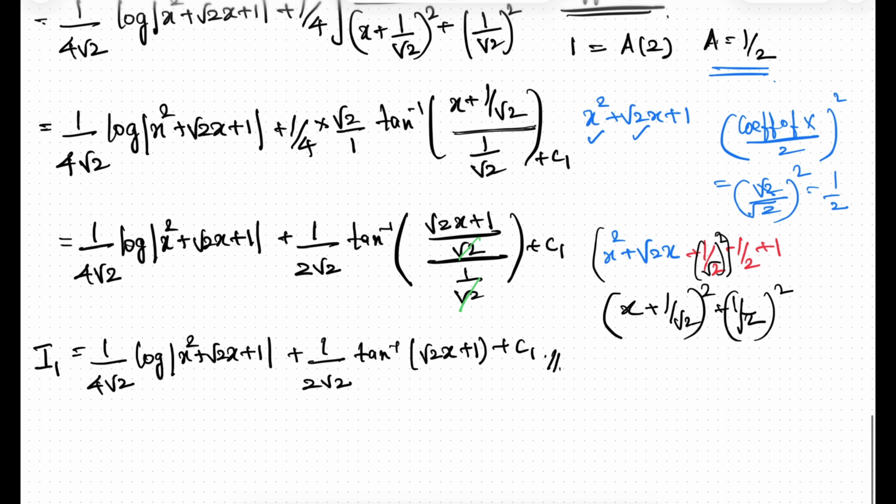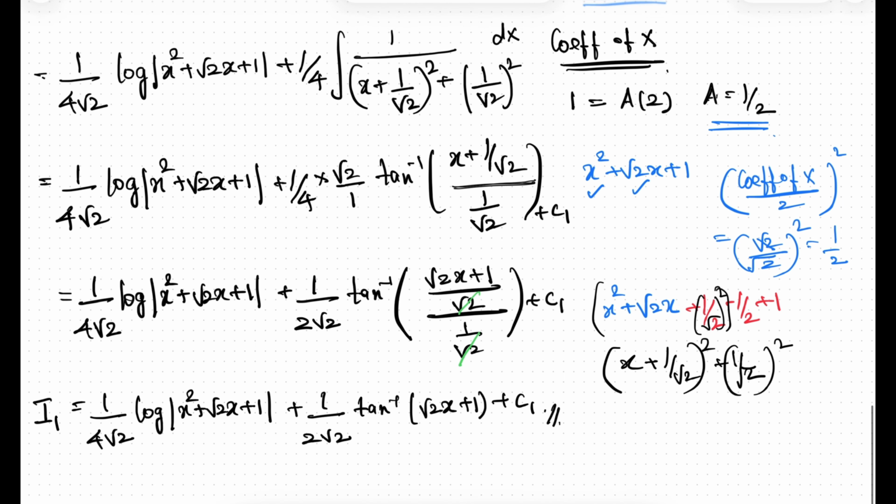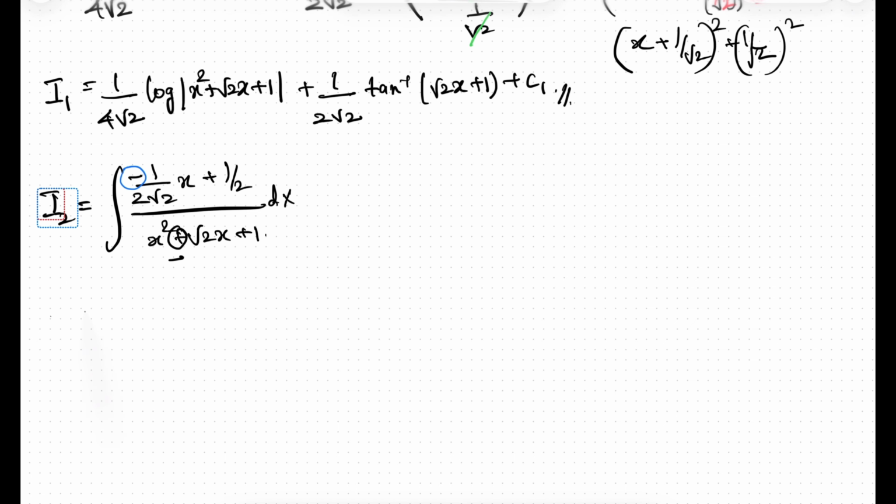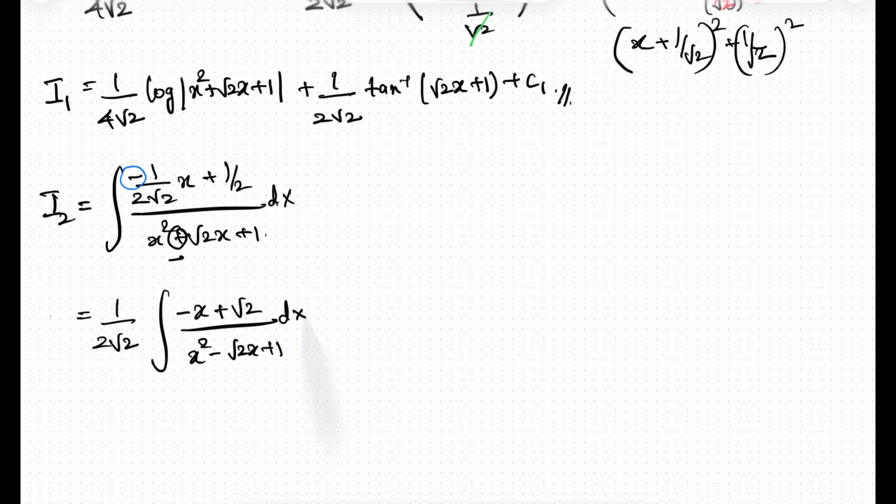Now we have to find the value for I2. Is this. So let me remove once again 1 by 2 root 2 commonly out. So I'll be left with minus x plus root 2 divided by x square minus root 2x plus 1 dx. I can probably remove the negative sign also commonly out from the numerator. So I'll be having x minus root 2 divided by x square minus root 2x plus 1 dx.